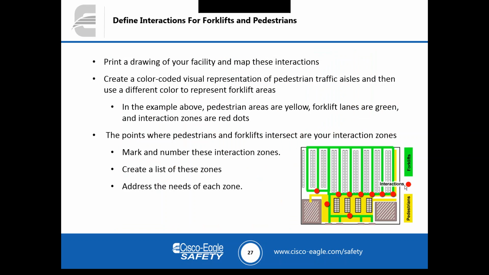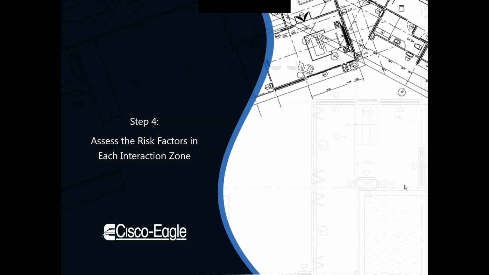So once you've discovered these interaction zones, you're going to want to create a list of them. And once this list is created, you can then work towards addressing the needs that each zone has within the list that you've made. So that takes us to step 4, which is to assess the risk factors in each interaction zone.